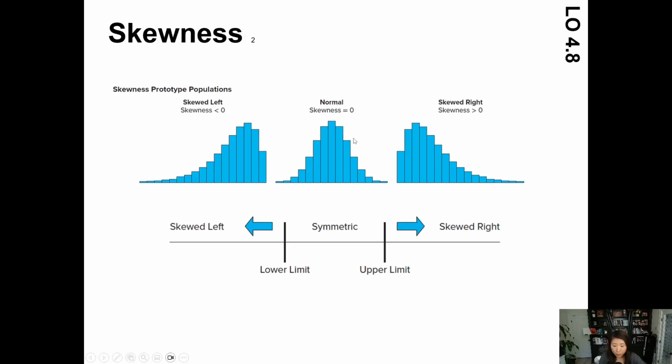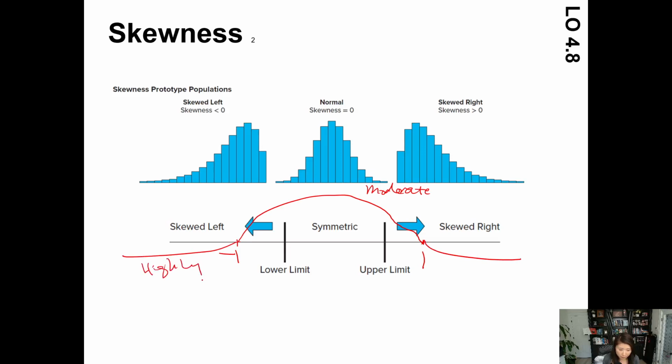One thing missing from this diagram is the strength. So I want you to add 2 more dots here. One is 1, the other one is -1. If your skewness is between -1 and +1, we consider it moderate. If your skewness is larger than 1 or smaller than -1, we call it highly skewed.